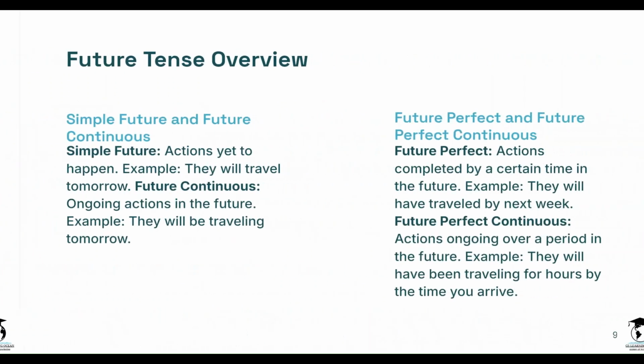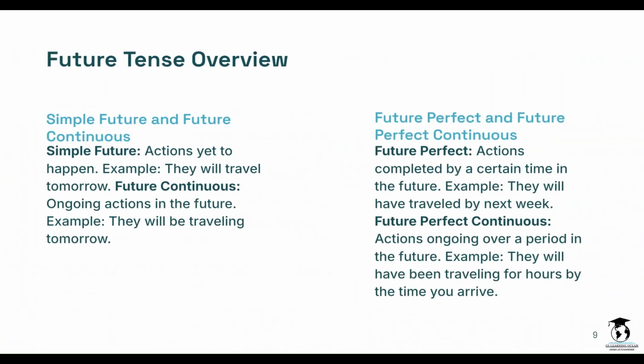Now let's move to the future tense overview. In future tense overview, again we have four forms: simple future, actions yet to happen. For example, they will travel tomorrow. In future continuous, we have actions ongoing in the future. For example, they will be traveling tomorrow. In future perfect, actions completed by a certain future time. For example, they will have traveled by next week. And in future perfect continuous, actions continuing over a period in the future. For example, they will have been traveling for hours by the time you arrive.